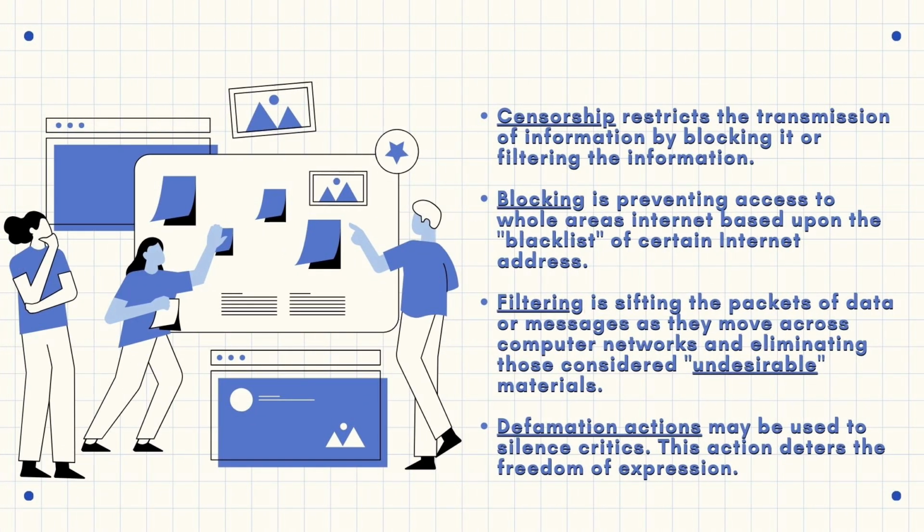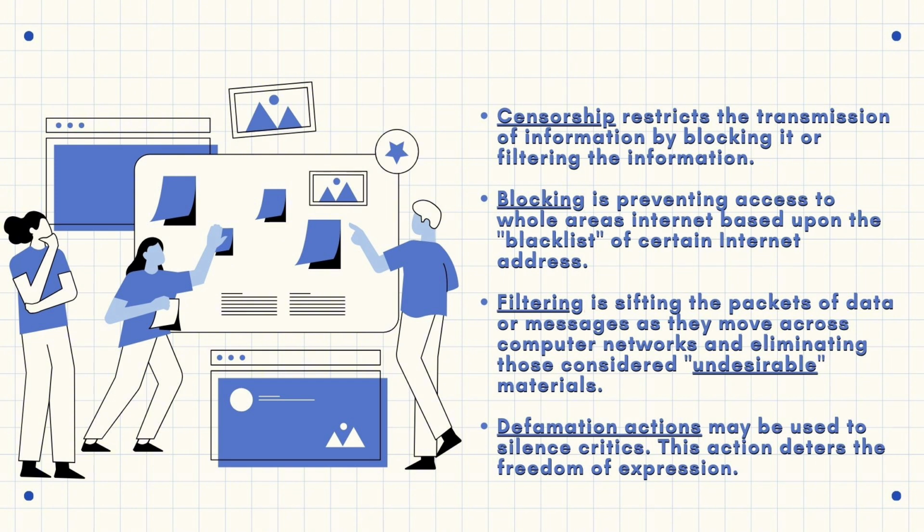So here we have terms such as censorship, which restricts the transmission of information by blocking it or filtering the information. Next is blocking. Blocking is preventing access to whole areas of the Internet based upon a blacklist of certain Internet addresses. Next is filtering. Filtering is sifting the packets of data or messages as they move across computer networks and eliminating those considered undesirable materials.